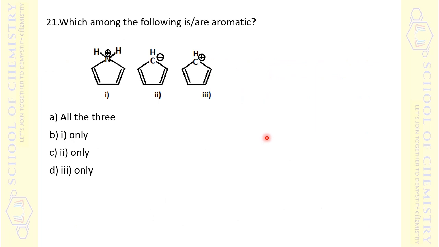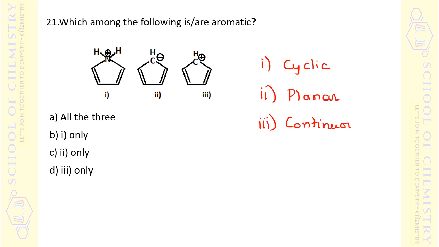This is again a very typical kind of question based on aromaticity. They have given 3 structures, and among these we need to find which are aromatic. You should know that for a compound to be aromatic, these conditions should be followed. First, it should be cyclic. Second, it should be planar. And third, there should be continuous delocalization of pi electrons.